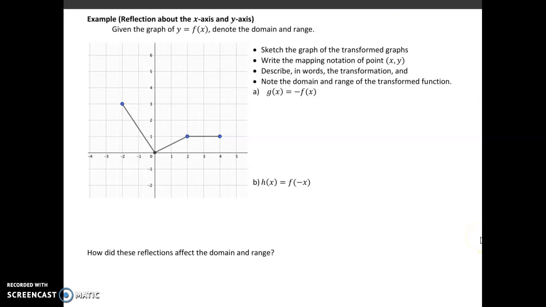All right. Let's work on this example. We're going to do a reflection about the x-axis and y-axis. Given the graph y equals f of x, we're going to denote the domain and the range. So let's start off with the domain and range. Domain and range is really important here, since it really describes the x and y values. I'm just going to use set notation.